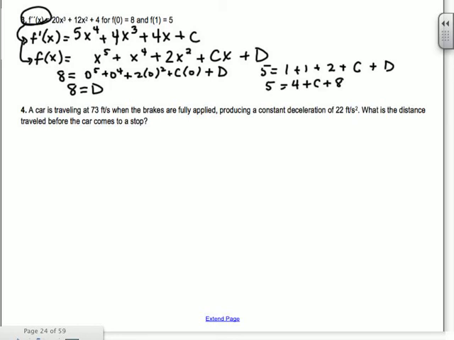So what do I get? Negative 7. Is that right? C equals negative 7. So your final function, your f of x, was f of x equals x to the 5th plus x to the 4th plus 2x squared, plus c was negative 7, so I guess minus. So minus 7x plus 8. And that was the function.